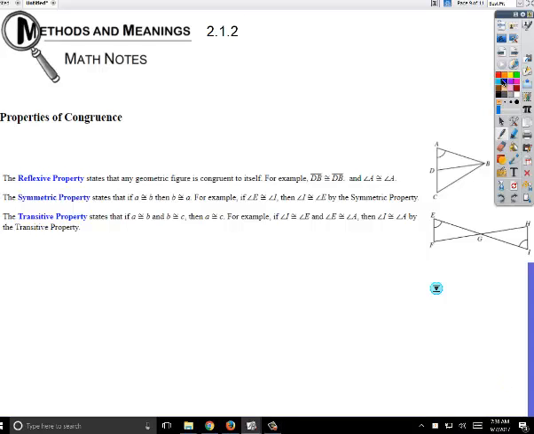Mr. Keaton here to talk to you about video 2.1.2. We talked briefly about this in class yesterday. We had three different properties, all of them very helpful in doing flowcharts.